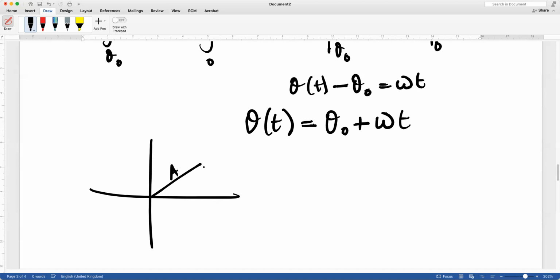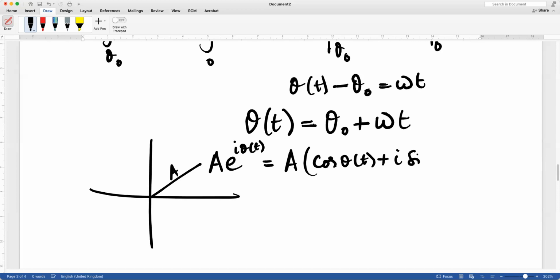So we can write this straight away, as we know that this can be written in the Euler form A e power i theta of t. Now it is a time dependent one. Do you get that? Yes, sir. So this becomes A times cos of theta of t plus i sin theta of t. Okay.